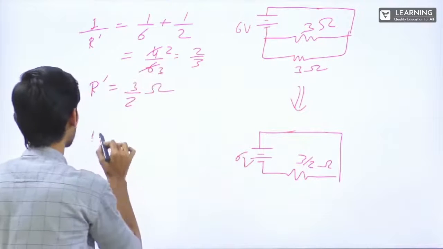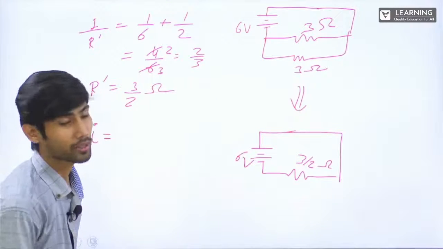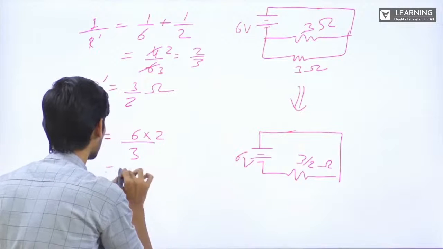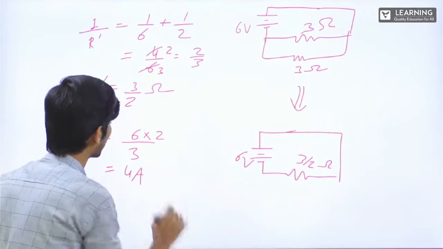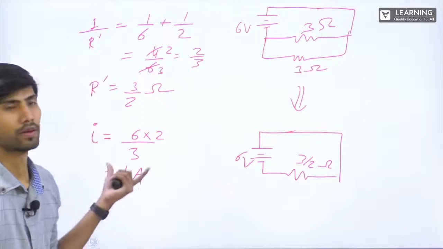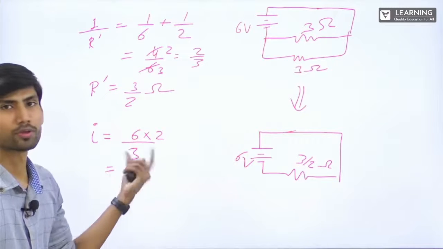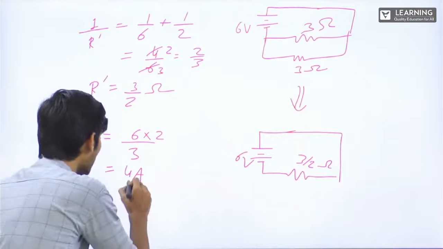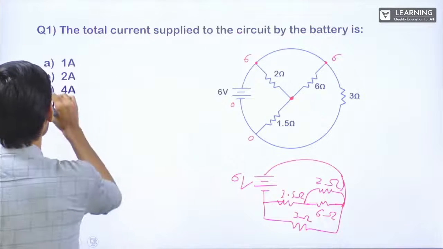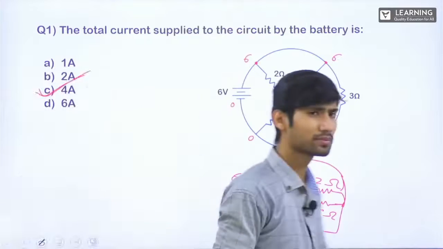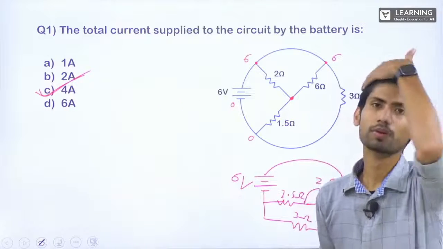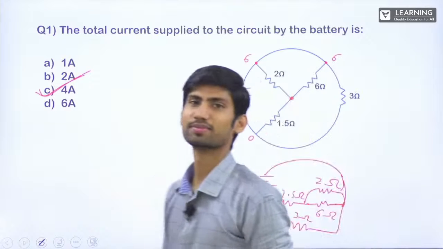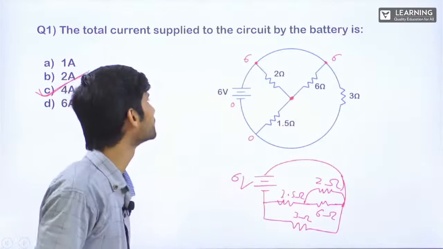How much is the current? Current supplied by the battery is equal to 6 by 3 by 2. That is equal to 4 ampere. See? 6 upon 1.5, 15 4s are 60, so 4 ampere. Right? That is the current. Easy? Very easy question. Only the shape of the circuit this time was different. Let's go further.